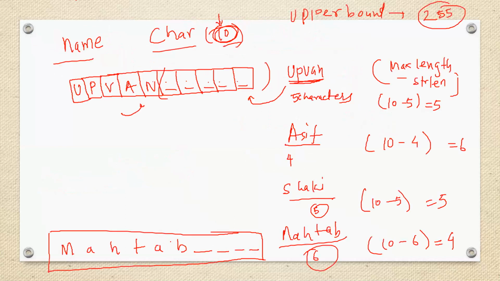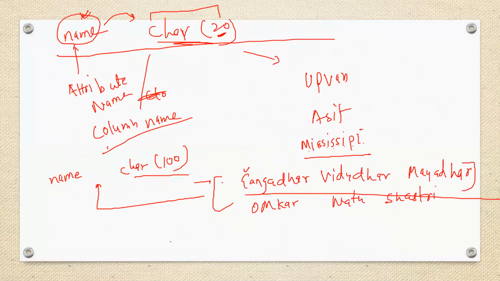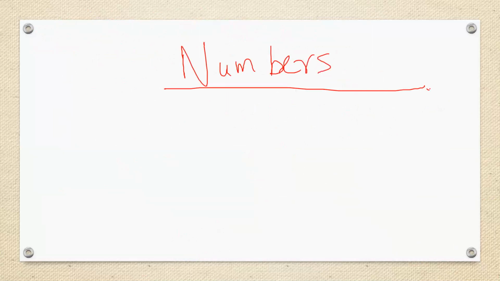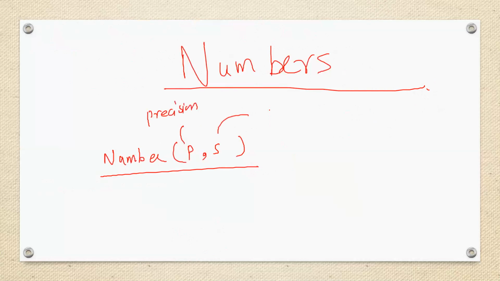Coming to the next part, let's talk about numbers now. So the very basic data type that we need to remember for storing numbers is number itself. There are two attributes that we need to pass to a numeric data type called precision and scale. Okay?